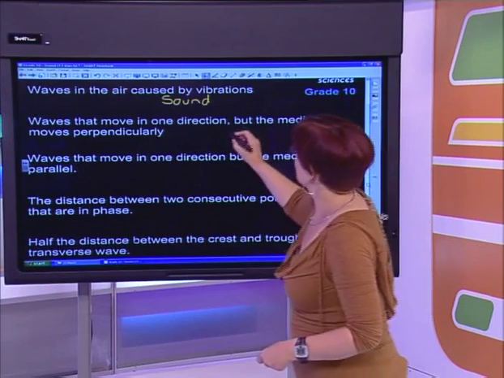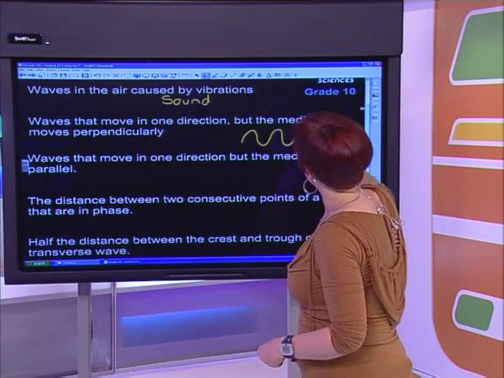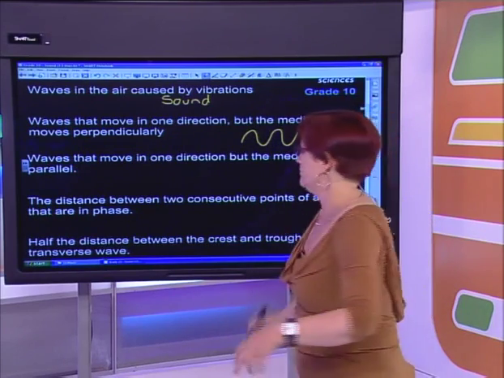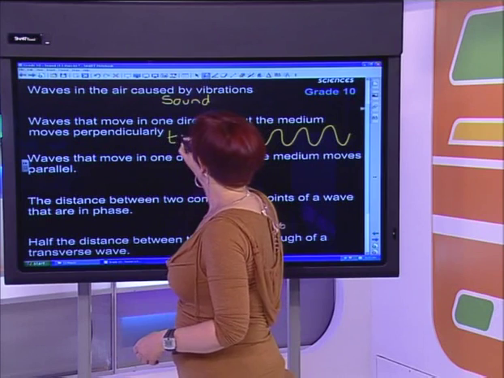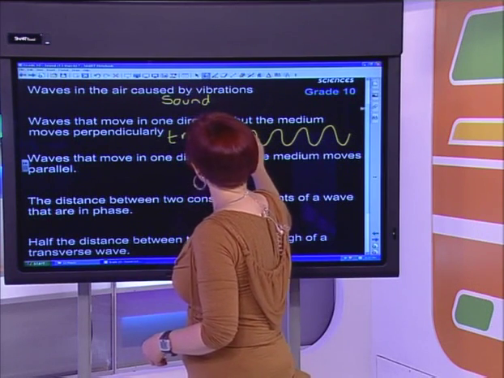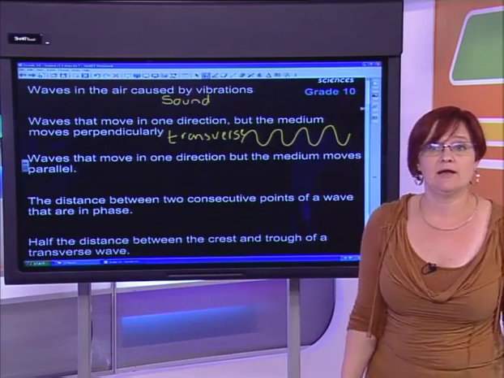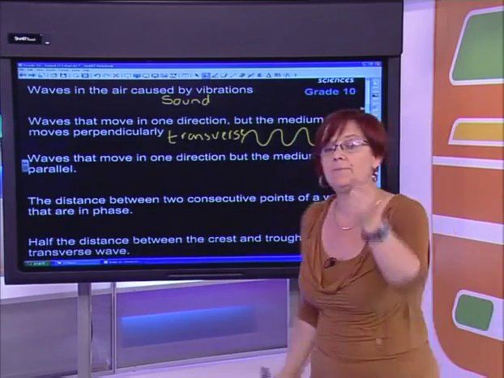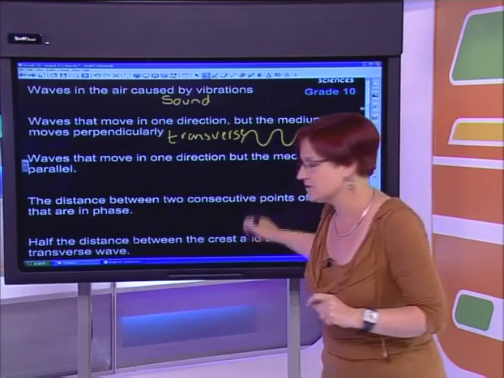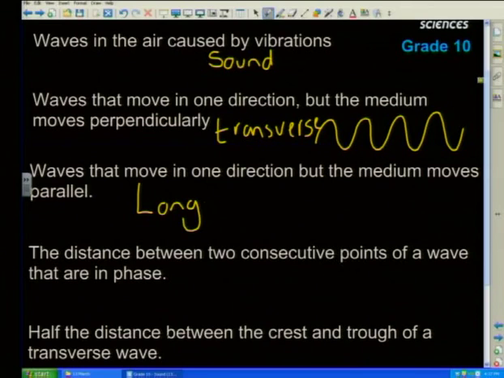Waves that move in one direction, but the medium moves perpendicular. In other words, the wave is going from right to left, and my medium goes up and down. Who remembers what that is? I'm hoping you remember from 2 weeks ago. That's our transverse wave. Okay? Waves that move in one direction, but the medium moves parallel. That's exactly what we've been doing now, but you can't call it sound because they're not specifically looking for sound. They want the general name, which is longitudinal.